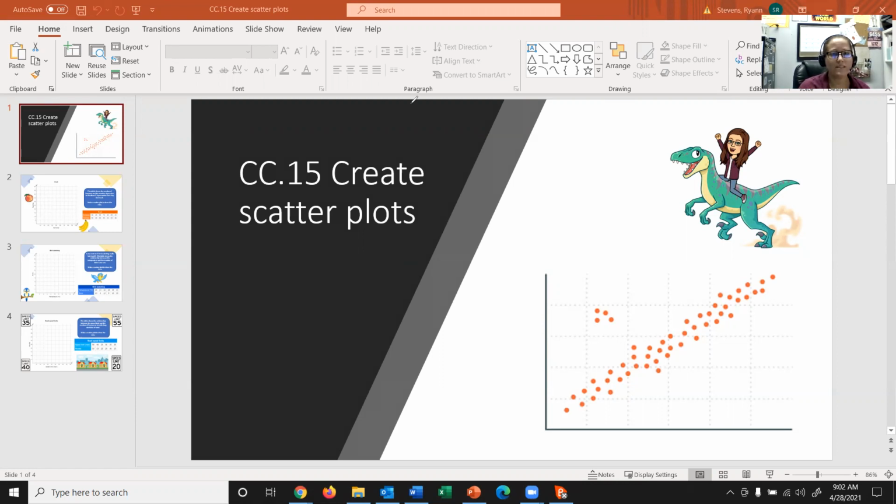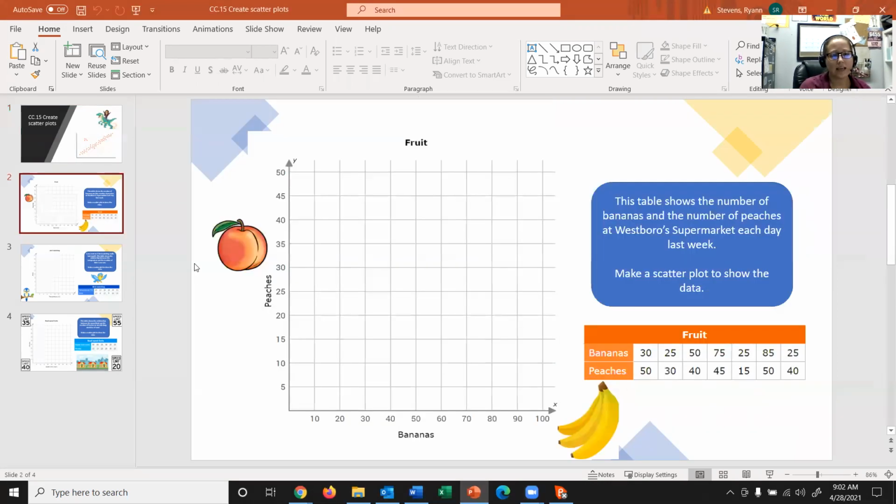Let's look at an example of this, and it'll make things a lot easier to understand. We see that we have this graph, and the x-axis is labeled as bananas and the y-axis is labeled as peaches. With this question, it says this table shows the number of bananas and the number of peaches at Westboro Supermarket each day last week. We need to make a scatter plot to show that data.